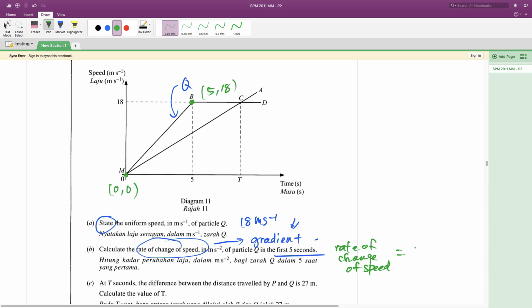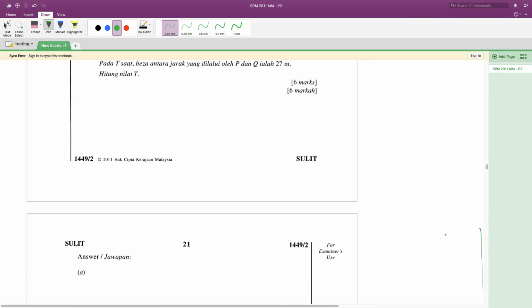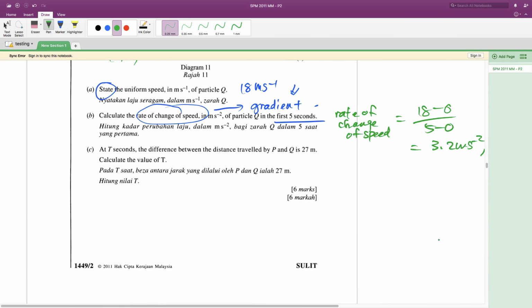Then I use the gradient formula, 18 minus 0 over 5 minus 0. So you will get 3.2 meter per second square. Okay, this is how we find the gradient.